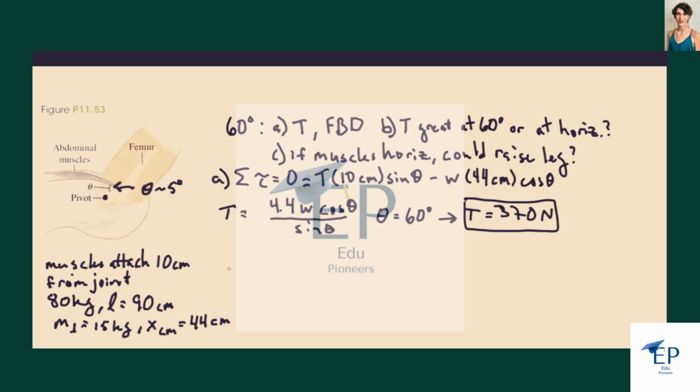And a free body diagram of this looks something like so. We have the pivot at the hip, and now there's going to be forces here that we're not going to draw in because we don't know what they are and we don't care for this problem. There's going to be the weight of the leg, and then the tension of the muscles. This is going to be located 10 centimeters along. This is going to be located 44 centimeters along. And this makes an angle theta.